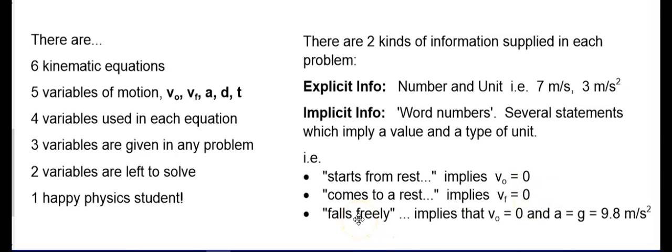If something falls freely, you read a problem about something dropped off of a high bridge and it falls freely, that means that its initial speed would be 0, gravity would be the acceleration rate of 9.8 meters per second squared. So in every unit of the course, there is explicit information and there is implicit information. Implicit information is tricky because you have to make sure that you recognize the word numbers. Sometimes students read these problems and they say, I don't have enough information, but in reality they may have just simply missed the word numbers, the implicit information.